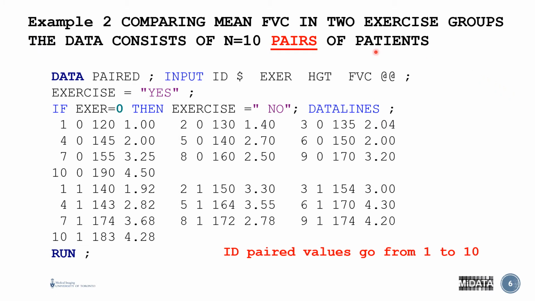Here's the next example where we're creating basically the same data set, but it's now paired. The input variables are the same as well as the exercise, but in this case, the ID for paired values goes from 1 to 10, of course, because there are only 10 pairs. And in the previous example, we had ID going from 1 to 20 because we had 20 patients.